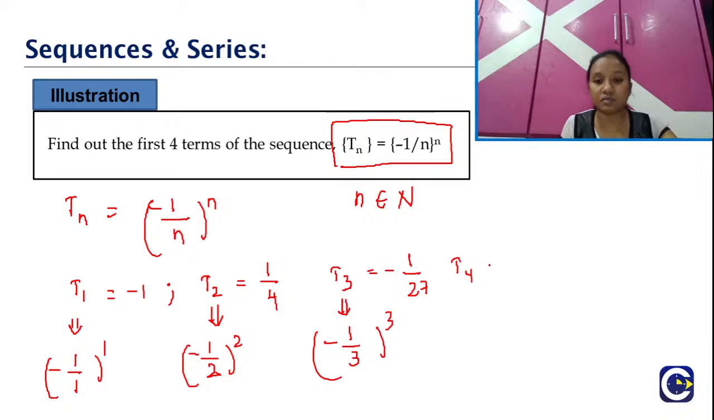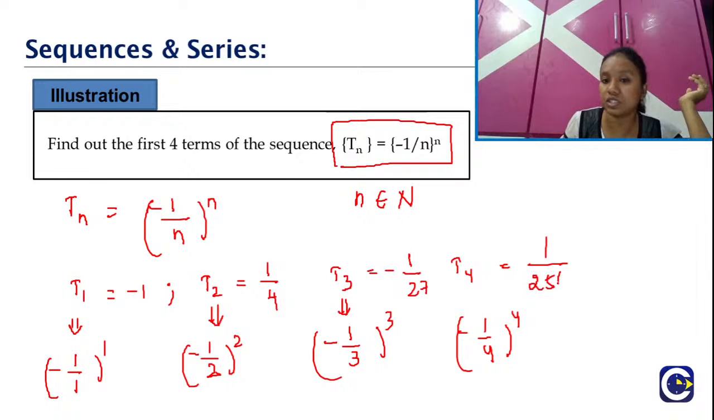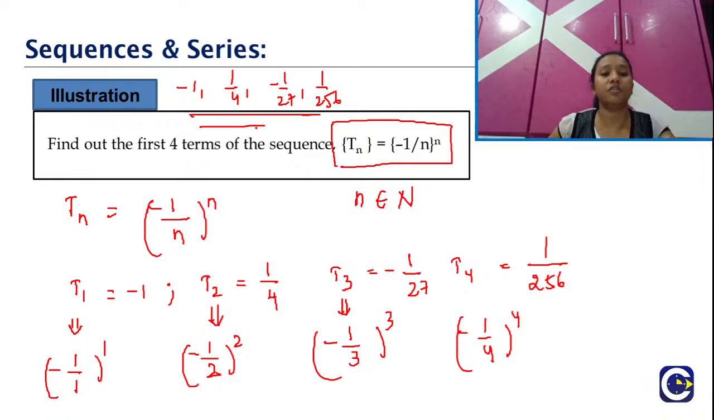And next we are having (minus 1 by 4) whole power 4. So it will be 64 into 4, which is 256. So positive, so 1 by 256. So for this given general term, the 4 terms are minus 1, 1 by 4, minus 1 by 27 and then 1 by 256. So this will be the sequence which includes the first 4 terms. Right, so just the substitution required here and simplification further.